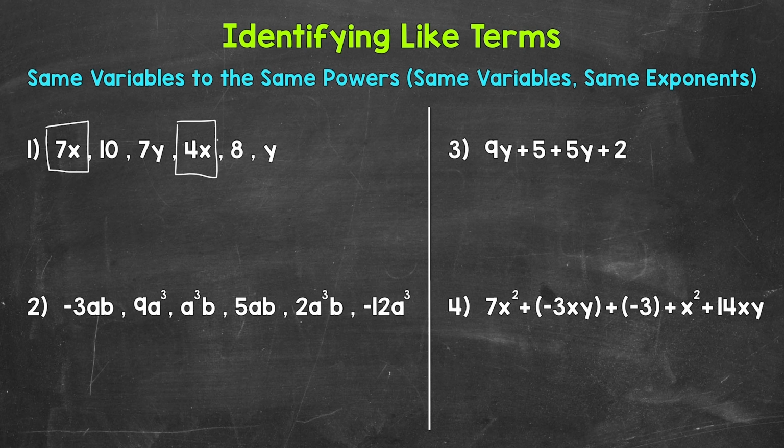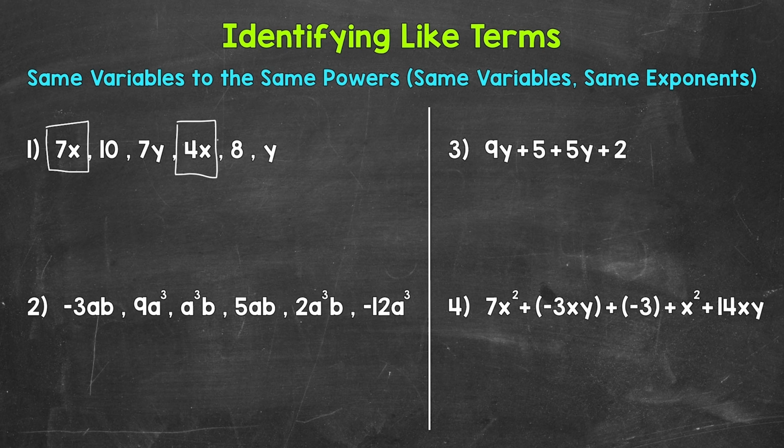I do want to mention that if no exponent is shown, then there is an understood exponent of 1. So something is to the power of 1. Anything to the power of 1 is just itself. So we typically don't include the exponent of 1. It's not needed. So for 7x and 4x, those variables are to the power of 1. So we have the same variable of x in those terms to the same power of 1.